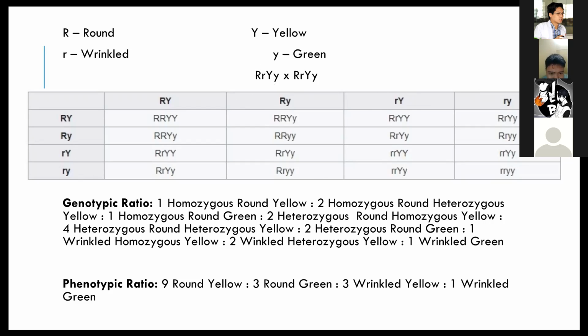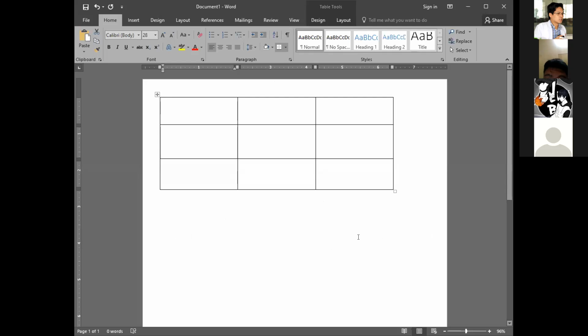So I'll be sharing my screen. I'll be sharing the Word document. So we're looking at the heterozygous round and heterozygous yellow. Okay. Can you see the Word? Grade 9, can you see the Word document? Yes, sir.